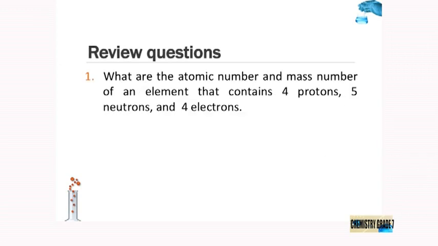What are the atomic number and mass number of an element that contains 4 protons, 5 neutrons, and 4 electrons? Z equals P, so the atomic number is 4. A equals P plus N, so the mass number is 4 plus 5 equals 9.